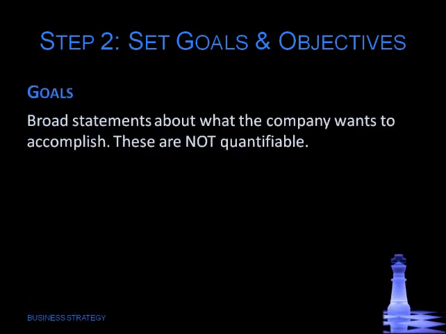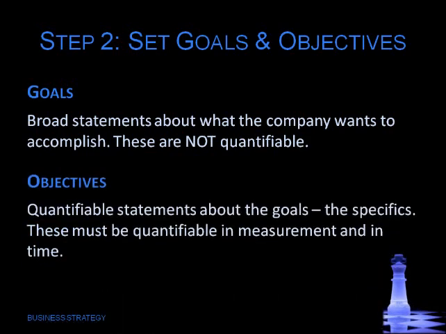Step 2, goals and objectives. Please do not get these mixed up. A goal is a broad statement about what the company wants to accomplish. They are not quantifiable. So, for example, we might say we want to train employees in customer service. Okay, that's not quantifiable. Objectives are quantifiable about the goals. And every objective must have a goal, and every goal must have at least one objective.